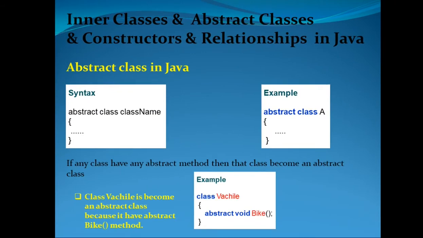So this is the syntax of an abstract class, then the class name, then curly braces open and close. This is the example: abstract class A, and that's it. And if any class has any abstract method, then that class becomes an abstract class. Here is the example: class Vehicle and abstract void bike. Here we have an abstract method, so the class is also made an abstract class. Class Vehicle becomes an abstract class because it has the abstract bike method.